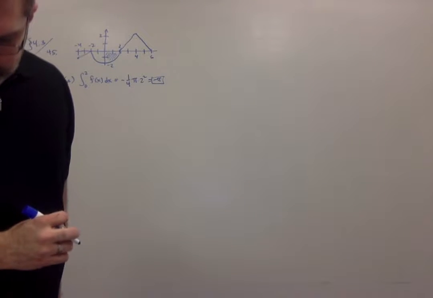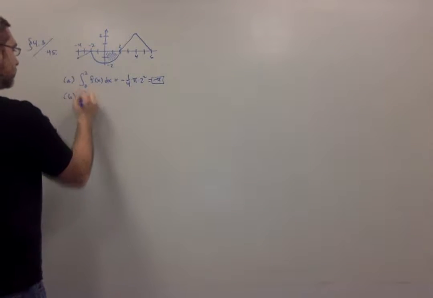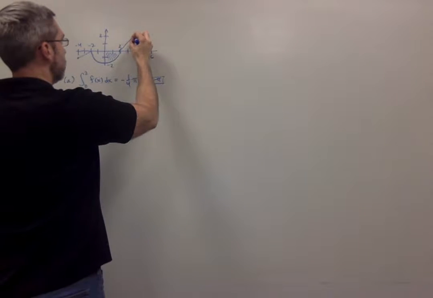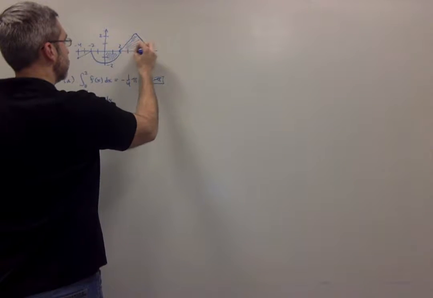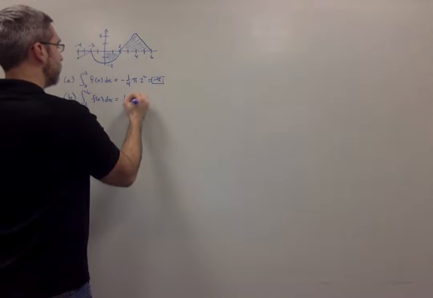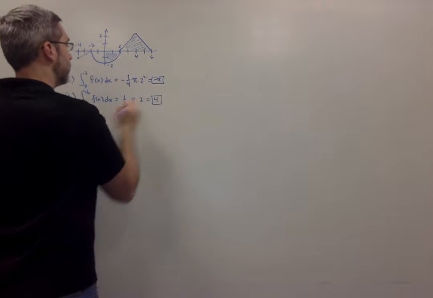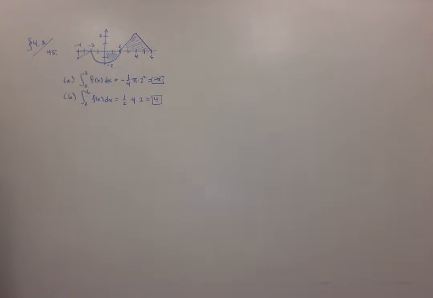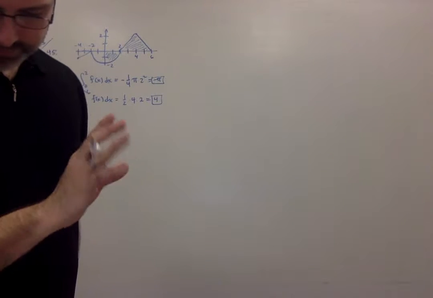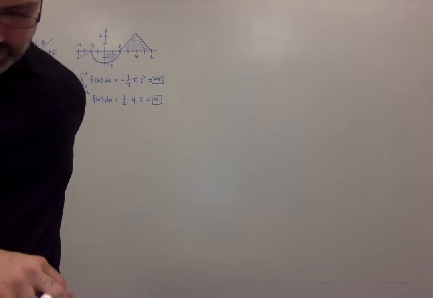Okay. Part B, the area from 2 to 6 under the function should be that triangle right there. And that triangle has 1/2 base. The base is 4 times the height is 2. So that area is 4. Got it? No rectangles, no anything. That's not what we're looking for here. We're just supposed to use geometry.